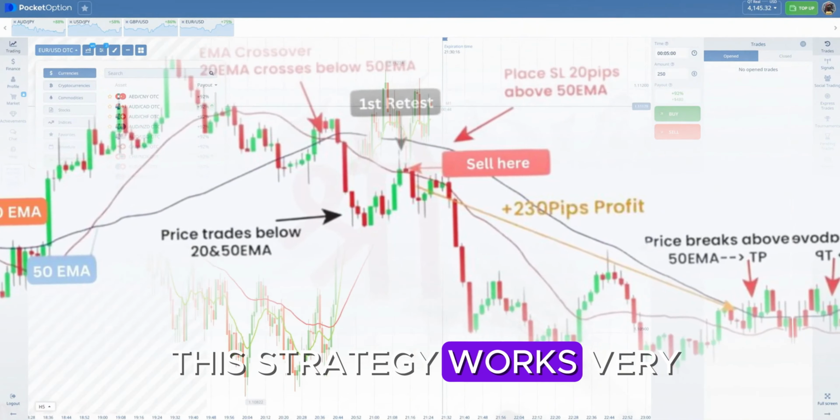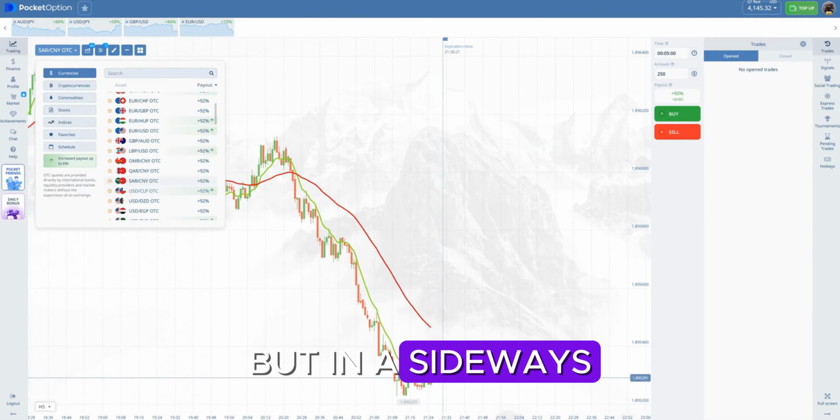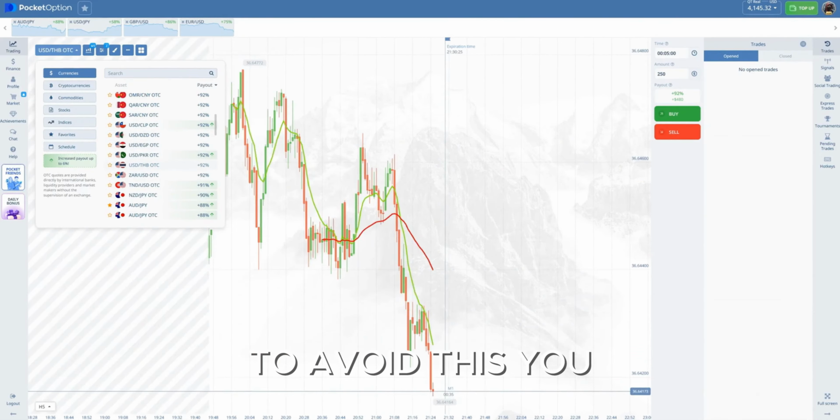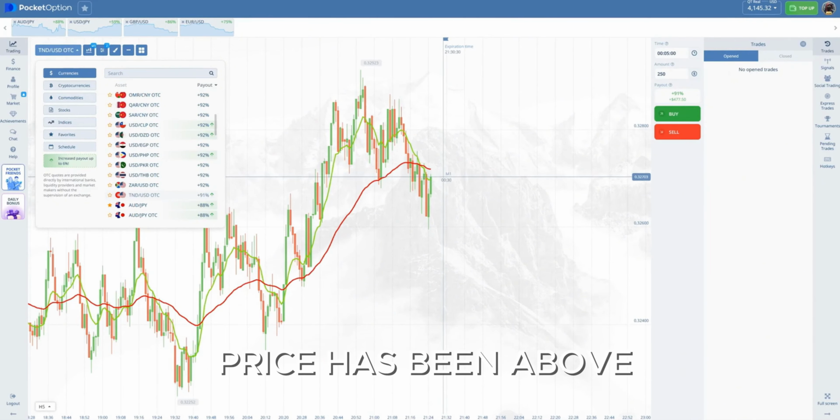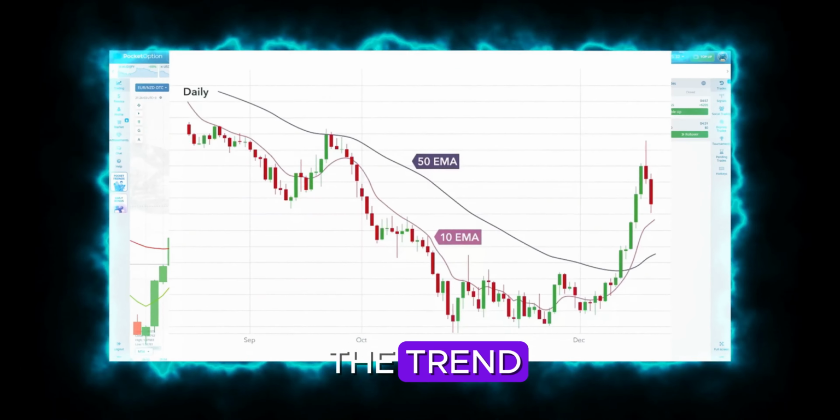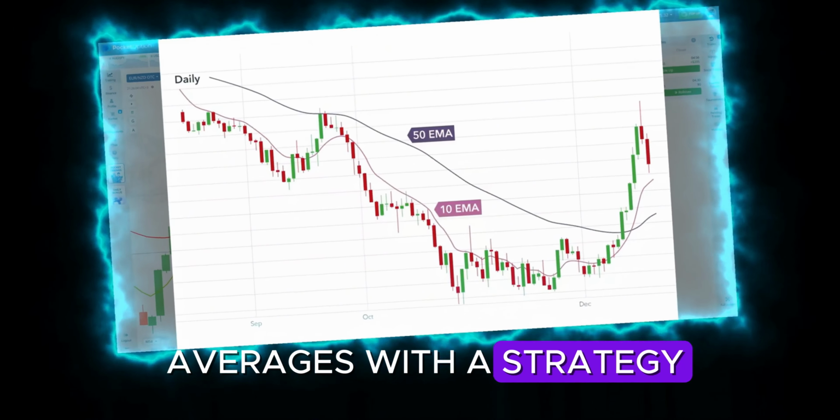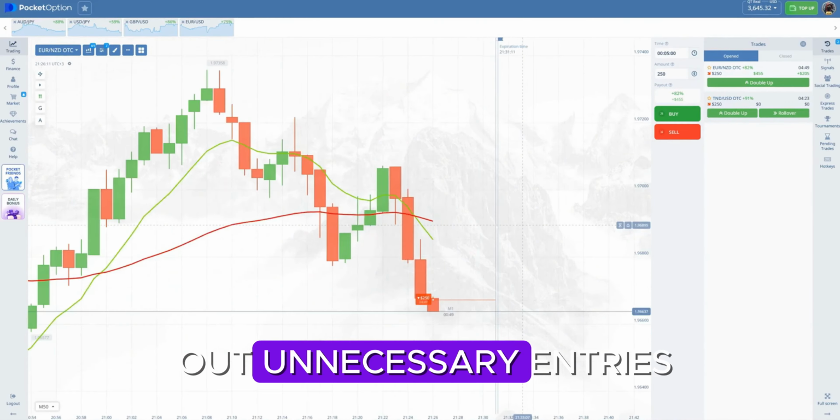This strategy works very well in trending markets, when there is a clear direction. But in a sideways market, the crossovers will be constant and false. To avoid this, you can add a certain filter. For example, only trade if the price has been above both moving averages and the crossover is in the direction of the trend. Another option, you can combine moving averages with a strategy based on levels or RSI. This will help filter out unnecessary entries.